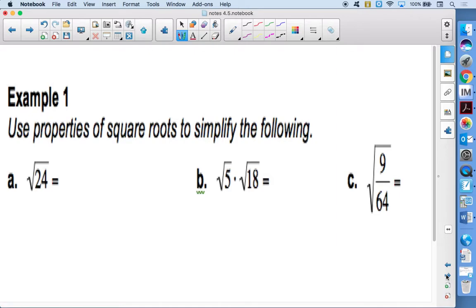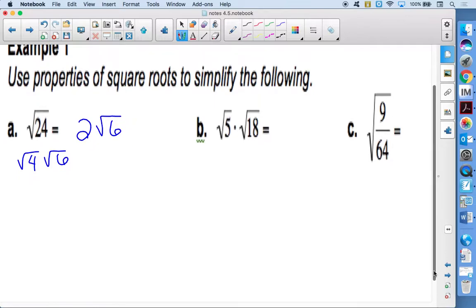Cooper, the square root of 24 can be written as? 2 square roots of 6. Yeah, 2 square roots of 6, because it's the square root of 4 times the square root of 6. So that's 2 square roots of 6.